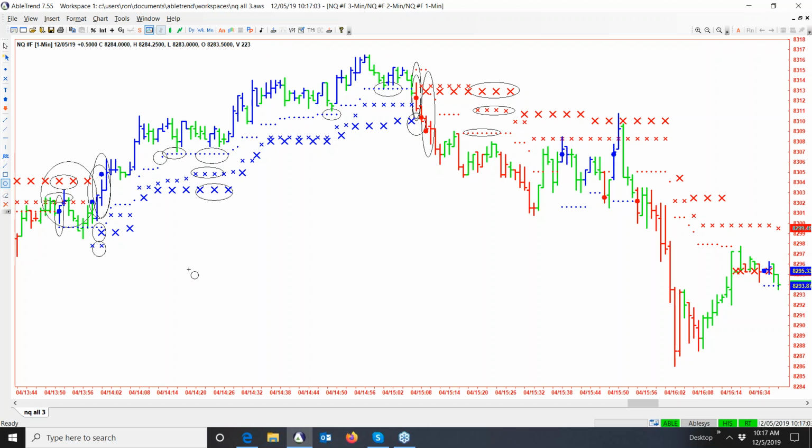You could use anything you like. We use 5 points. You can do anything you want, and then let AbleTrend stop take you out after that. We pick up a nice little run there. Same way on the short side.